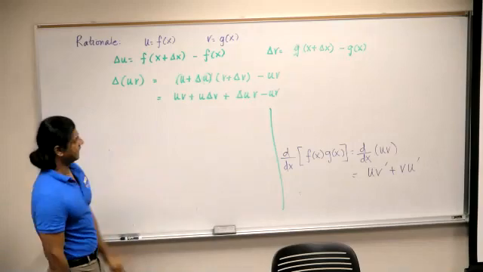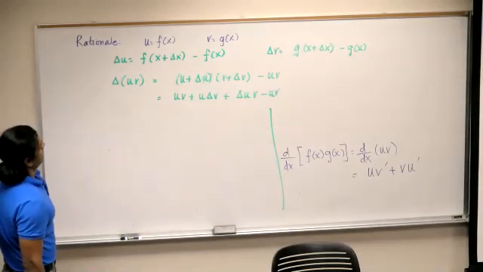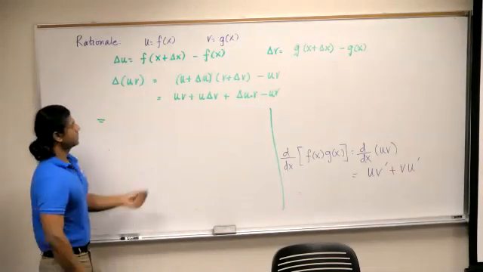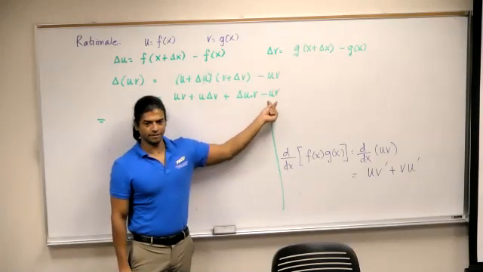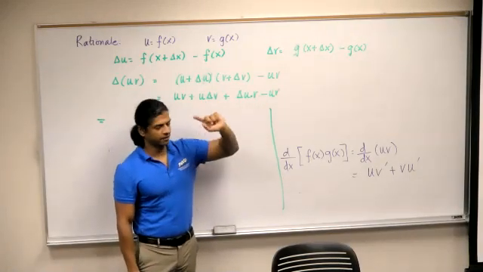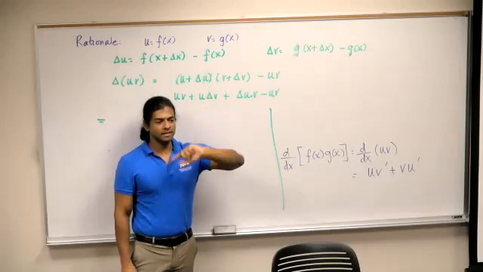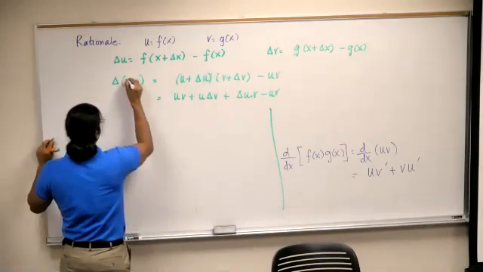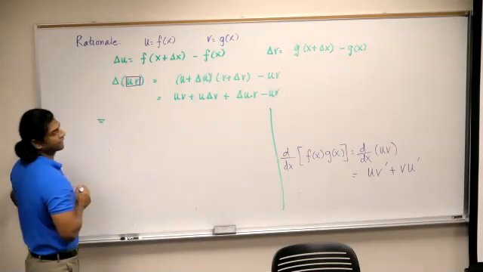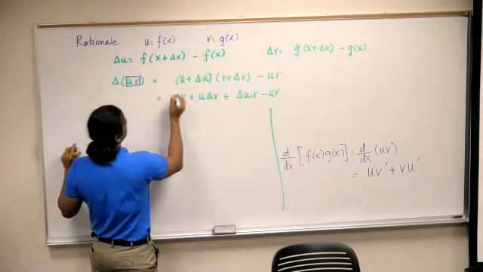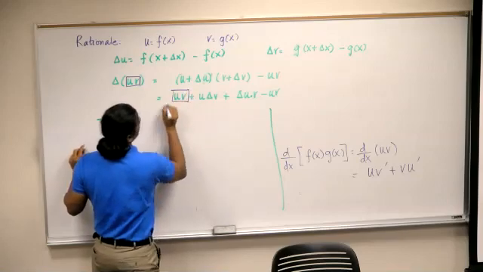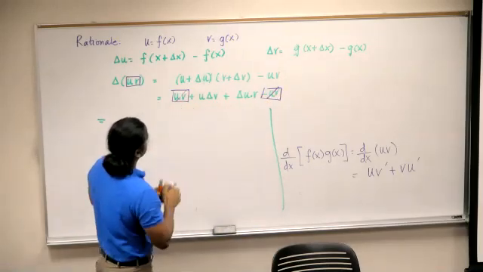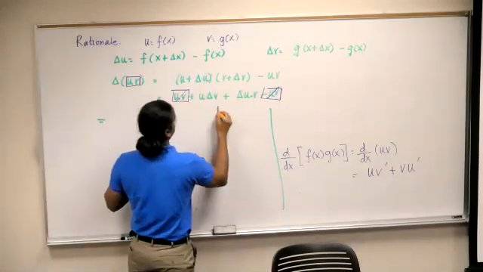I will leave that part as is for the time being. What happens to uv? It'll get cancelled. Same logic: in the numerator of the difference quotient, the original function will always get cancelled. In this case, that original function is f of x times g of x, u times v. And u times v will get cancelled. Now I'm missing a term, which is delta u times delta v.